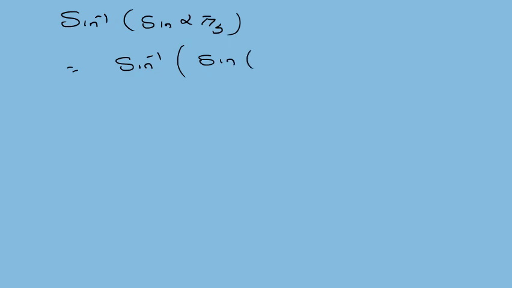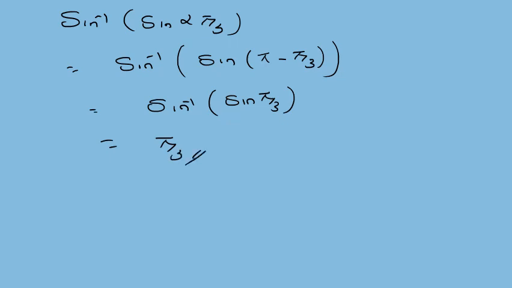Next, evaluate sine inverse sine 2 pi by 3. Actually, the principal value branch of sine inverse is minus pi by 2 to plus pi by 2. So we can write this as sine of pi minus pi by 3, because in the second quadrant sine is positive. So sine inverse sine of pi minus pi by 3 is sine inverse sine pi by 3. What is sine inverse sine pi by 3? Pi by 3.